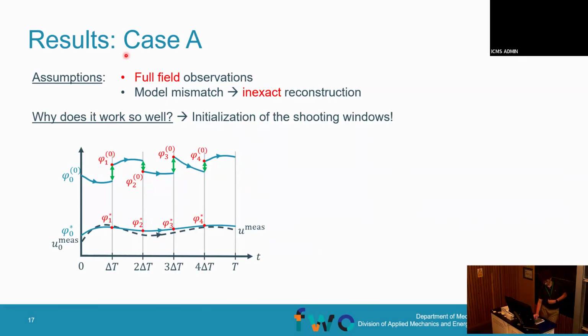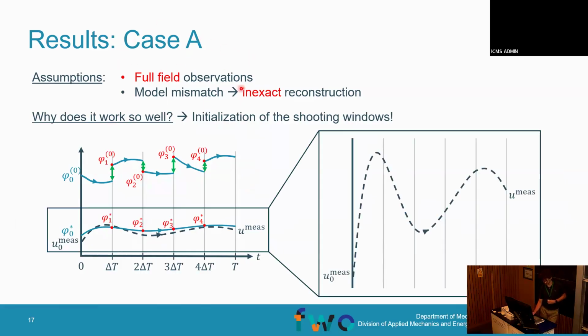However, for this first case, this case A, we have these full field observations. So that basically means that we have our reference trajectory. So we might as well use that to initialize our shooting window, which is also the way we did it in practice. So if you do that, you're already a lot closer to your trajectory. You're really warm starting your method. And this is what results in the nice algorithmic speedups from the previous slide.